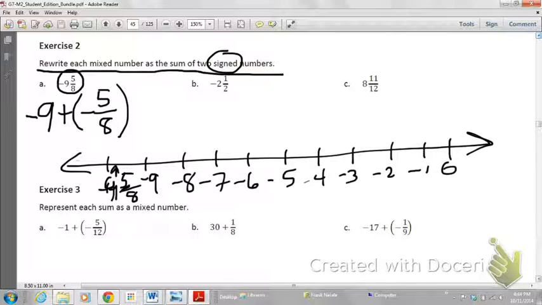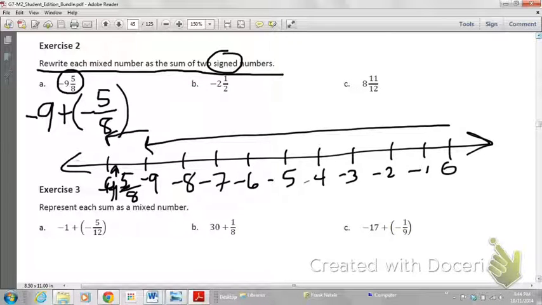But that's going to be the sum of that negative 9, and then another negative 5/8. See, so they're both going in the same direction. Okay, they are both negative, both parts of this mixed number. Both parts of this mixed number, the negative 9 part and the negative 5/8 part, are two separate pieces.